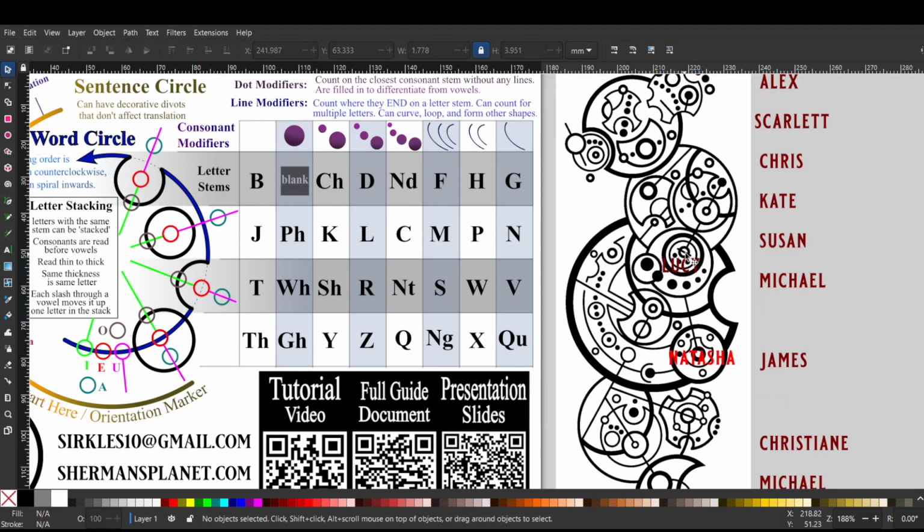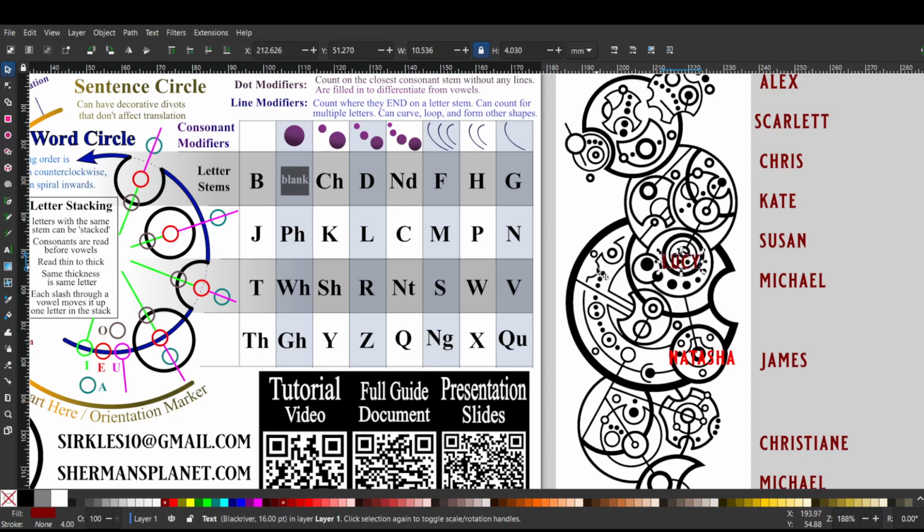And I made this letter stack like that just so I could have the U right here in this position with the line going outwards to line up with all of these other lines here. So anyway, that one's Lucy. And then we continue around to this.